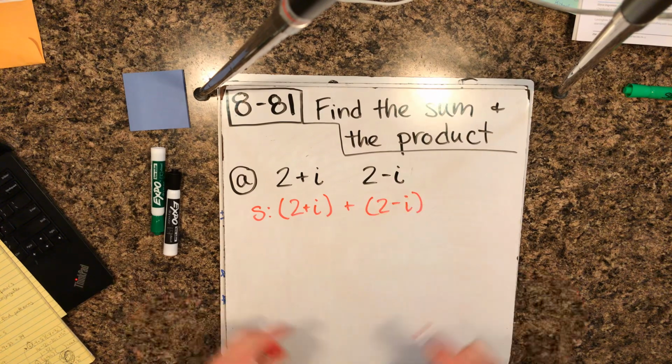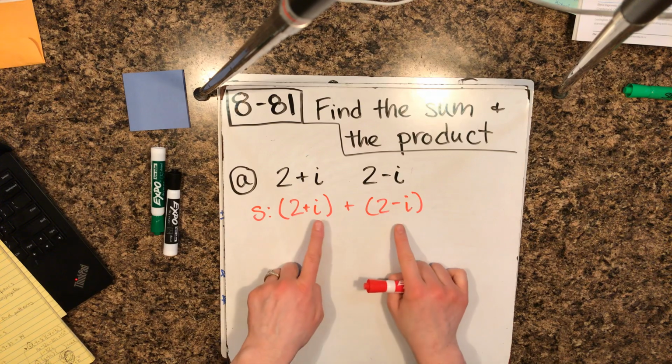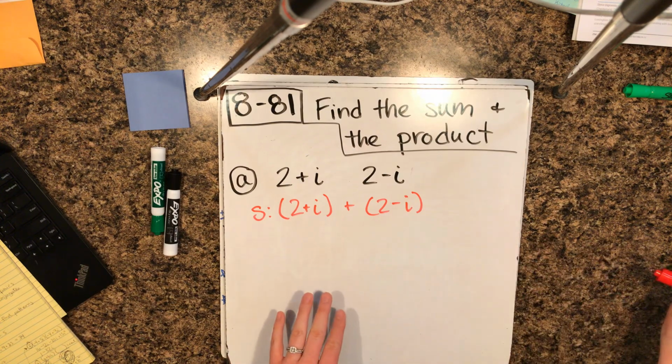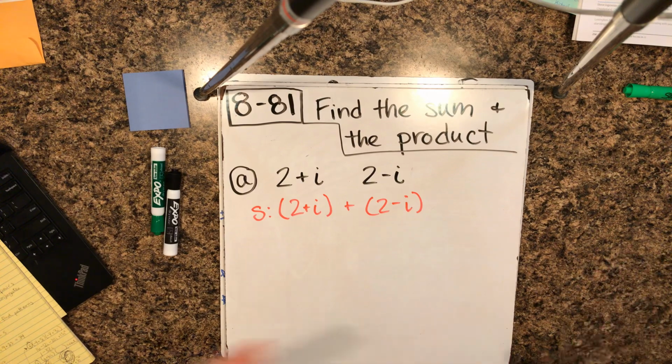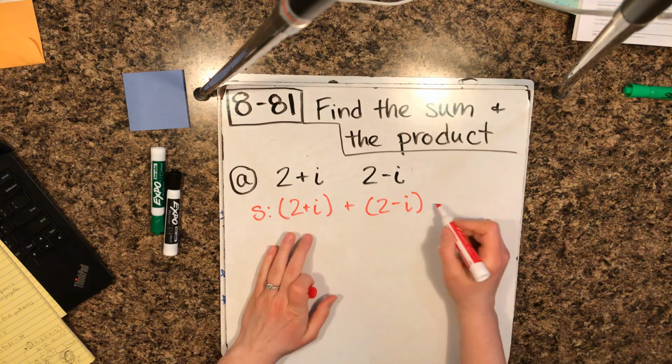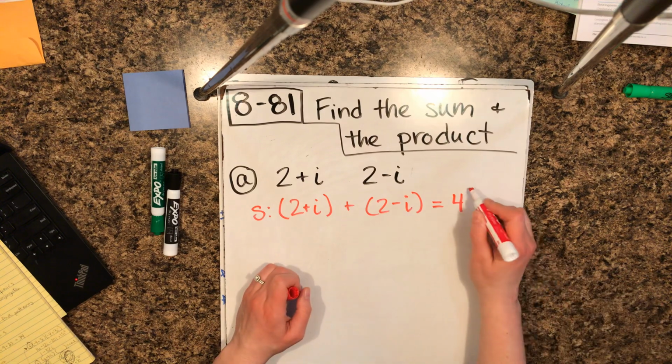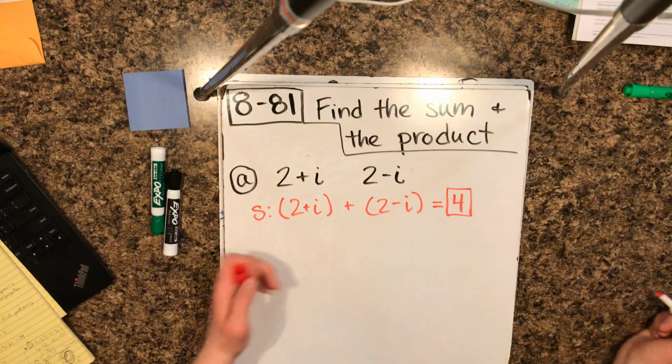We're just adding. Remember, when we're doing operations with i's, we can really think of them as any other variable until we get to a place where we maybe have to simplify an exponent down. Okay? If we're simply adding, we're combining like terms. 2 plus 2 is 4. Positive i plus negative i is 0. The sum is 4.